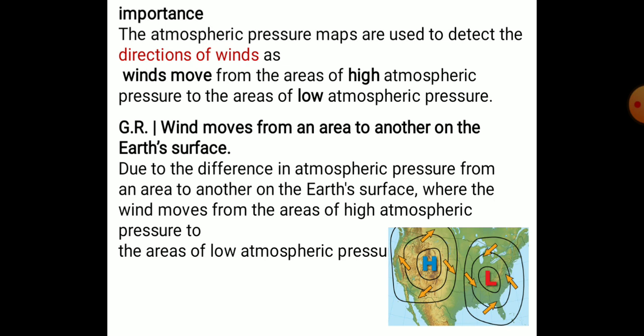Now we're going to talk about the importance. Atmospheric pressure maps are used to detect the directions of winds. Give reason: because winds move from the area of high atmospheric pressure to the area of low atmospheric pressure. And we have here a question, give reason: winds move from one area to another on the Earth's surface. The answer is due to the difference in atmospheric pressure from one area to another on the Earth's surface, where the wind moves from the area of high atmospheric pressure to the area of low atmospheric pressure.